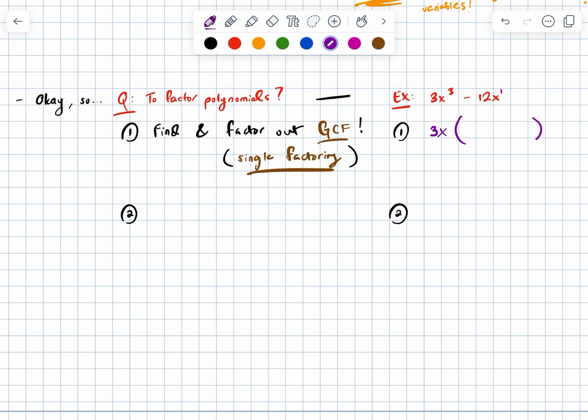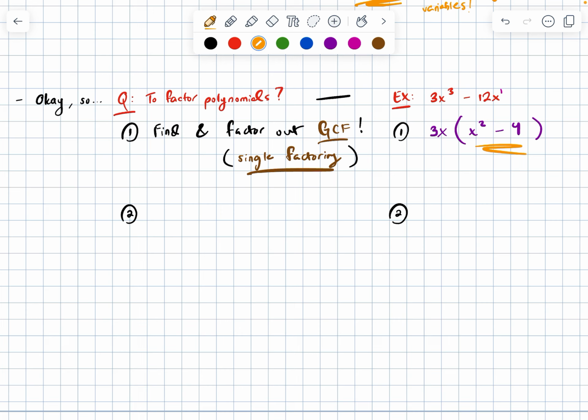Inside of my parentheses, to get back to 3x cubed, I'm missing 2 copies of x, so I need to multiply by x squared. To get back to negative 12x, I just need to multiply that 3 by negative 4. So here is my first step, but you'll notice that there's a second step here that I've written underneath. Take a look at x squared minus 4.